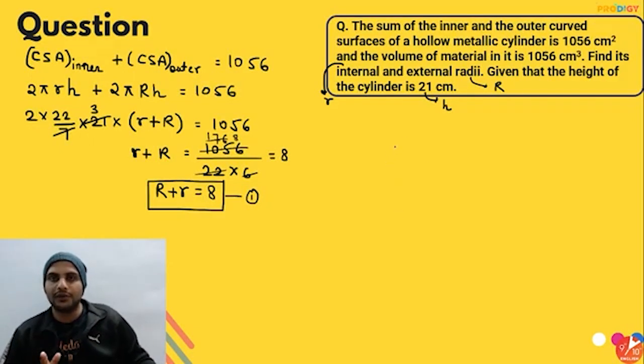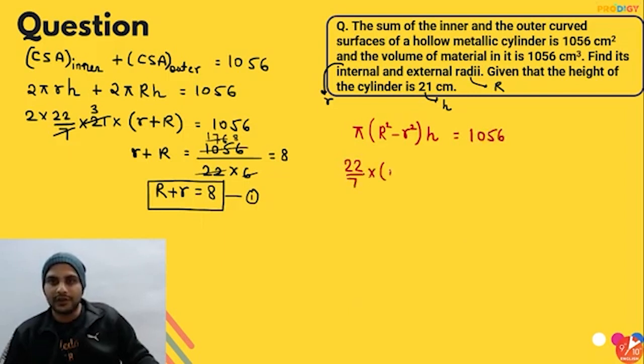So volume is what? Volume of outer minus volume of inner. So we have learned pi into capital R square minus small r square into h is equal to 1056 as well. Pi is 22 by 7 into capital R square minus small r square into h. H is 21 is equal to 1056.